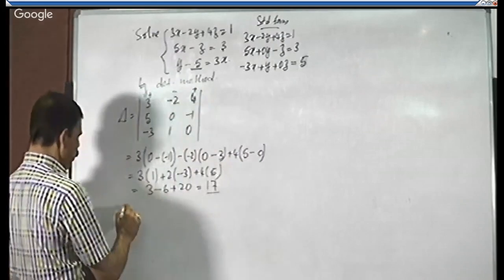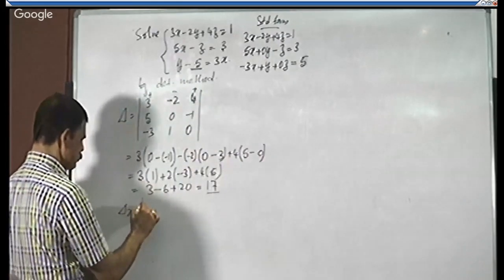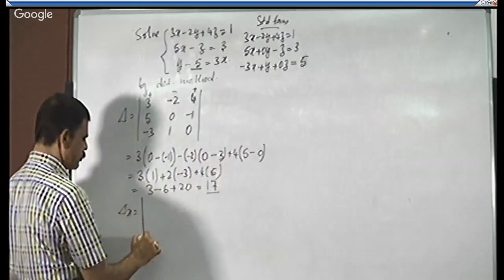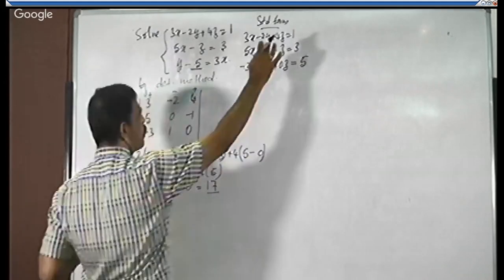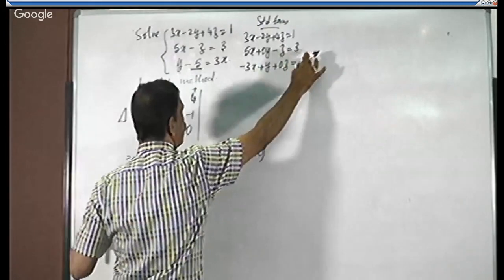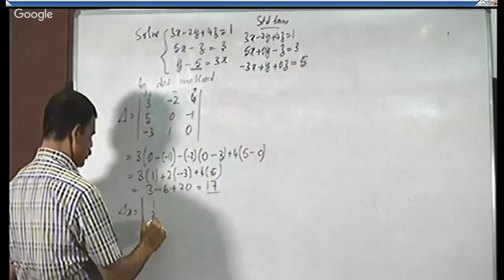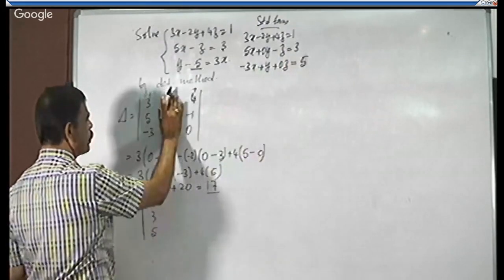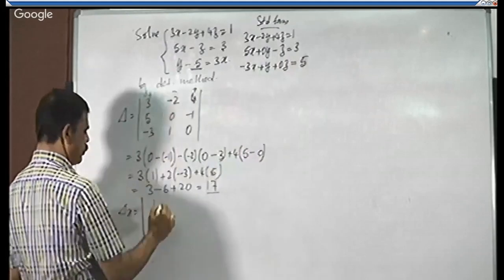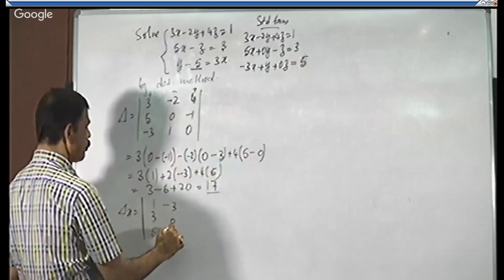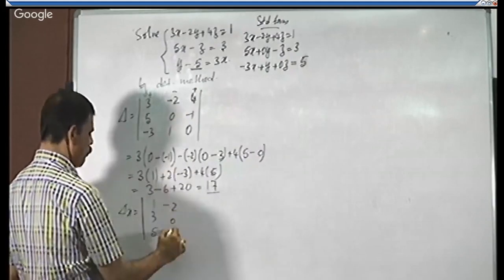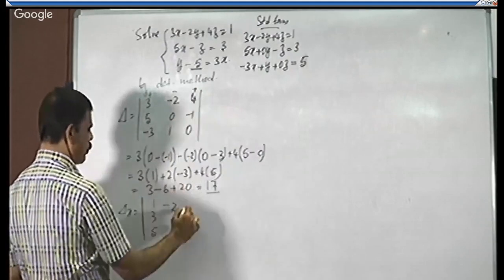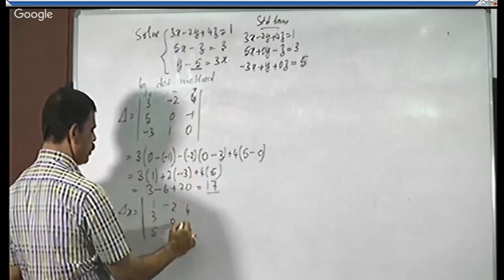Okay. Delta x. In delta, the x coefficients are replaced by what? Constants. 1, 3, 5. The second and third columns should be taken as they are. Minus 2, 0, 1. 4, minus 1, 0.